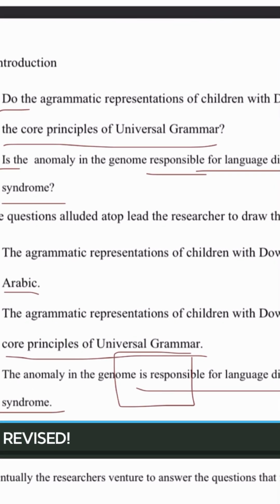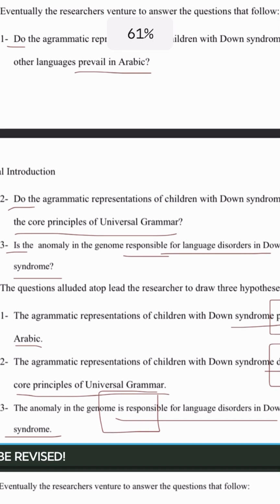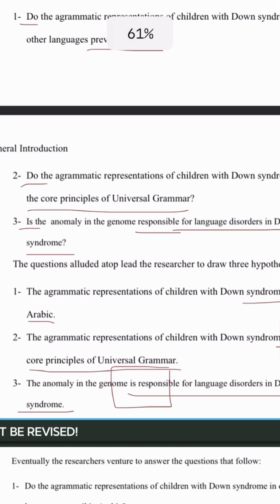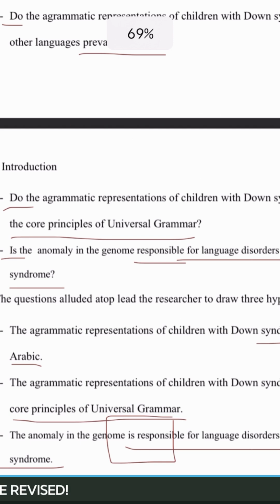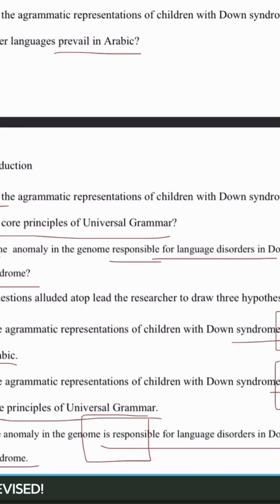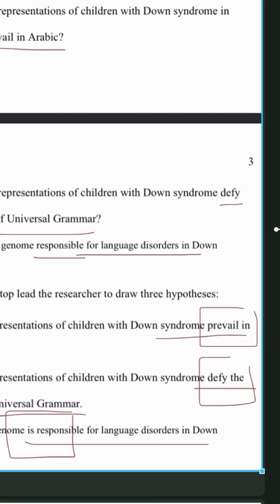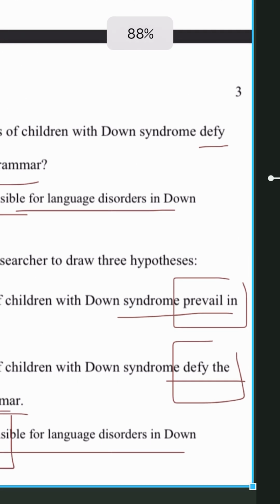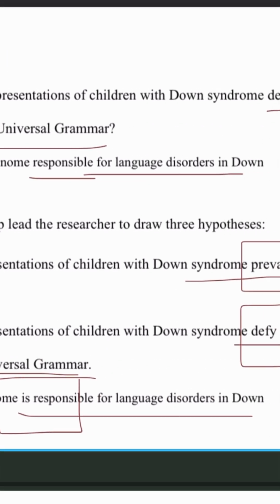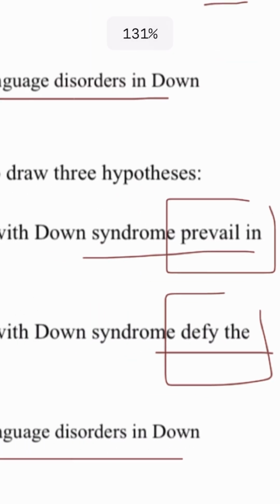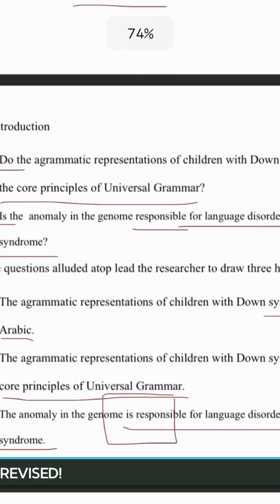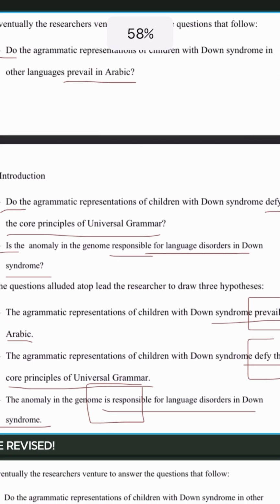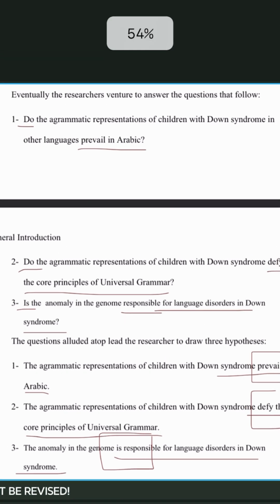Now, the mistake that we made is that we directly stated yes or no, like we were just affirming the questions. We were like, the agrammatic representations of children with DS prevail in Arabic. The agrammatic representation of children with DS defy the core principles, and the anomaly in the genome is responsible. It was too brief. This is not even an assumption. This is a yes or no answer.